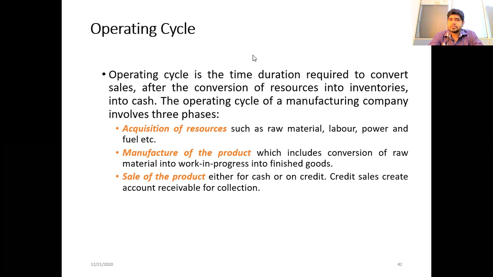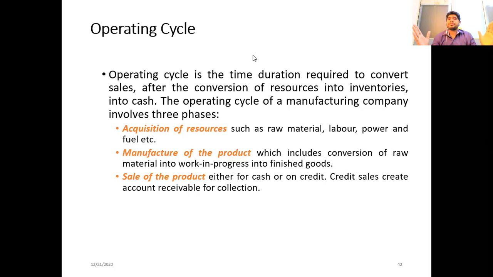At this time you include the wages of the laborers, and also overhead cost. And again, you keep the finished goods for 1 month in your store, and after 1 month you make sales, and again you wait for another 1 month to receive the cash from your customers. So it's a cycle, no? So operating cycle is the total time required to convert the raw material into cash.